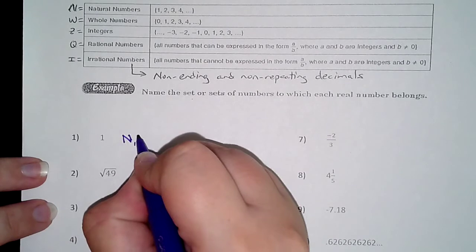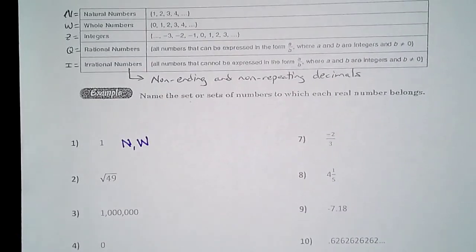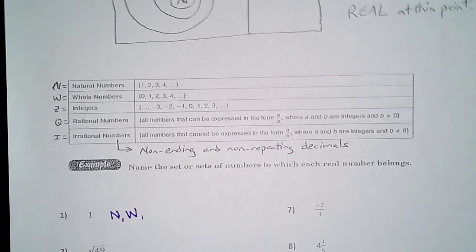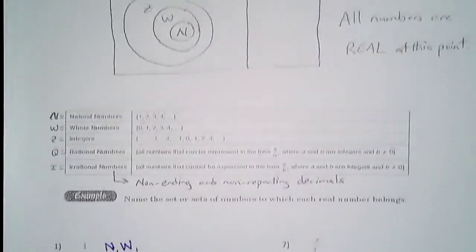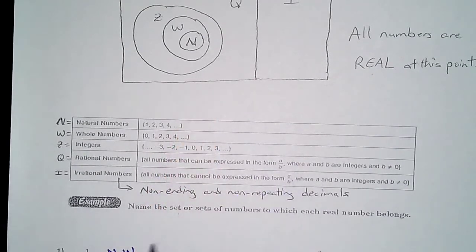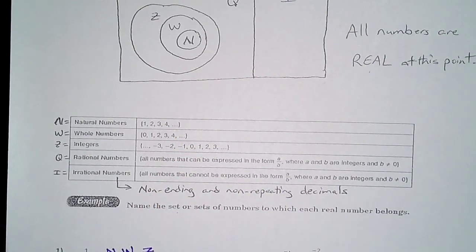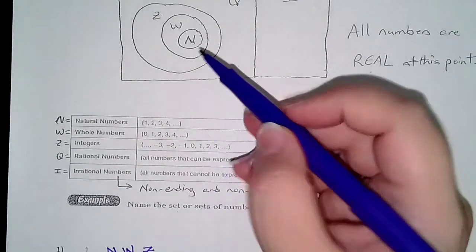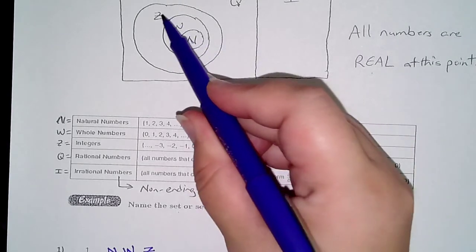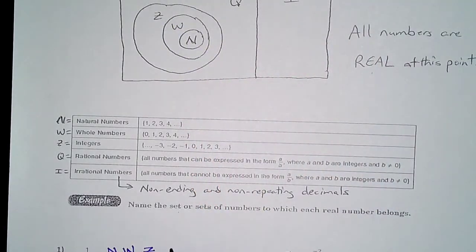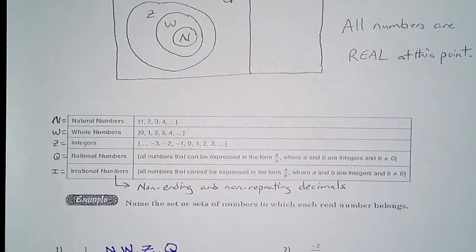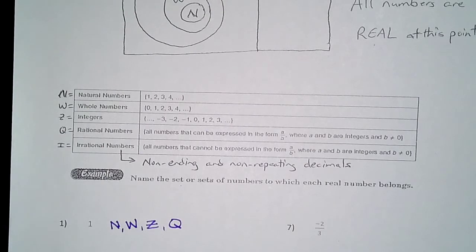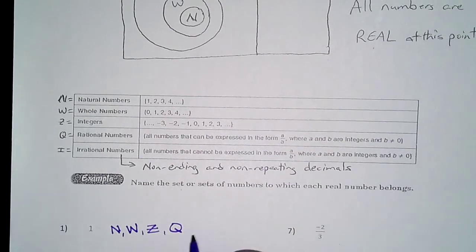However, it is also a whole number. There's no fraction or decimal associated with it. But because it's part of the negative and positive numbers, it's also an integer. Notice integer is kind of the tricky one. That one is denoted by z, not by I. I is used for irrational numbers. But we have to go a step further. Not only is it a natural number, a whole number, and an integer, it is also considered a rational number because we can divide 1 by 1 to get 1, and therefore it is rational. And of course, it is real.